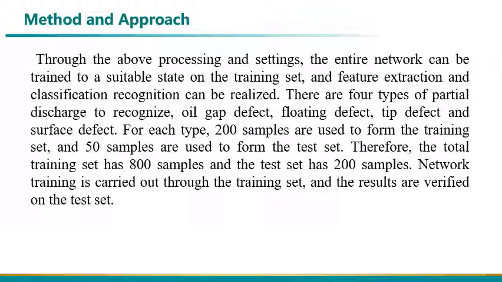There are 4 types of partial discharge to recognize: oil gap defect, floating defect, tip defect, and surface defect. For each type, 200 samples are used to form the training set, and 50 samples are used to form the test set. Therefore, the total training set has 800 samples, and the test set has 200 samples. Network training is carried out through the training set, and the results are verified on the test set.